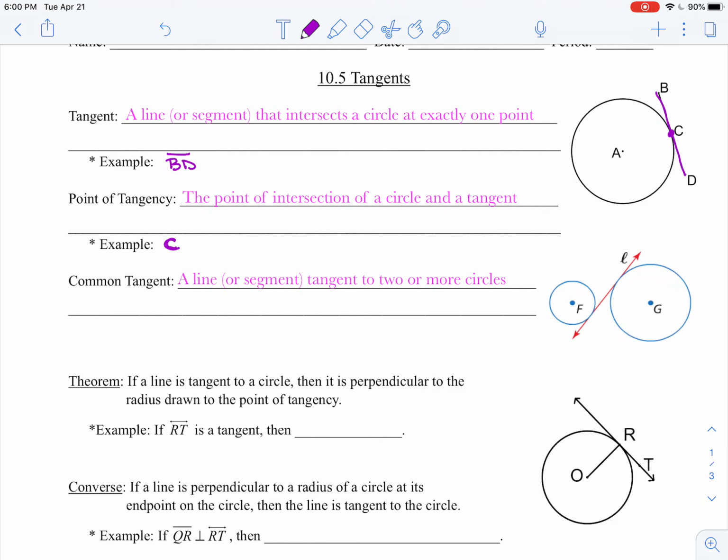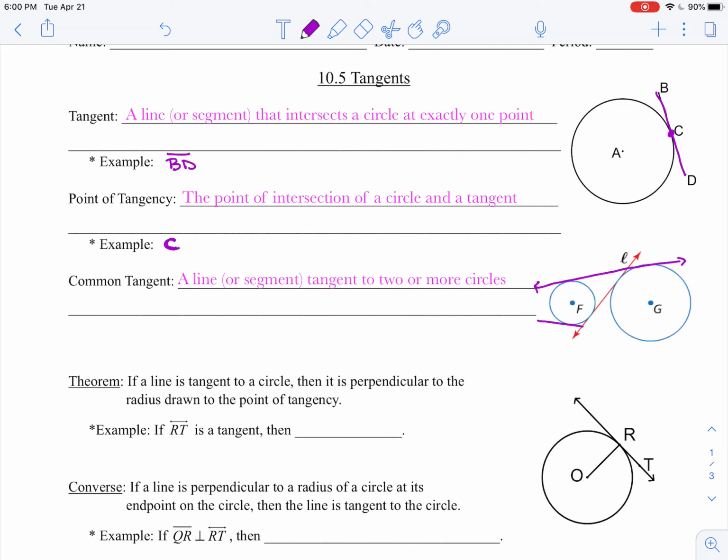If a tangent is tangent to two or more circles, it's called a common tangent. In the second picture, line L is one of the common tangents for both circles F and G. This picture actually has 4 common tangents. They drew in one, which is line L. Another common tangent can be drawn like this.